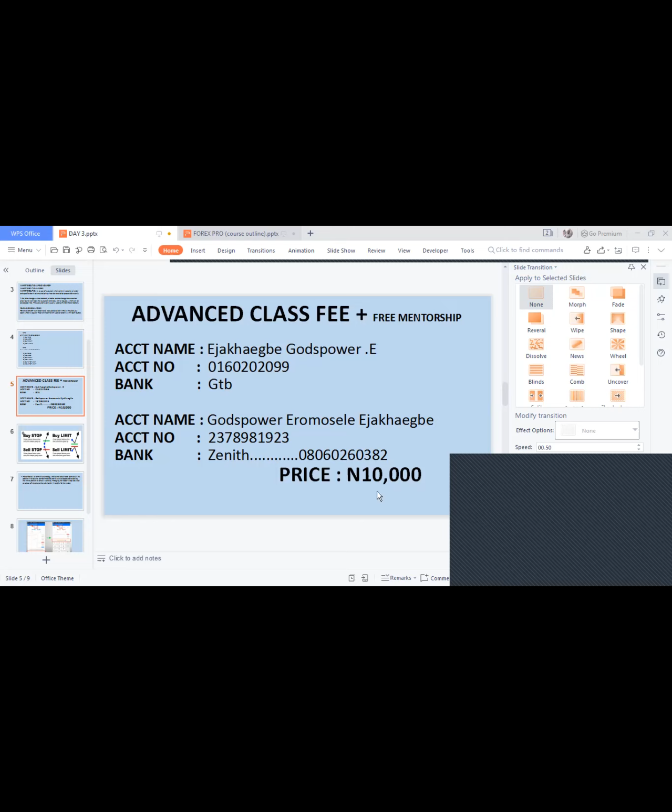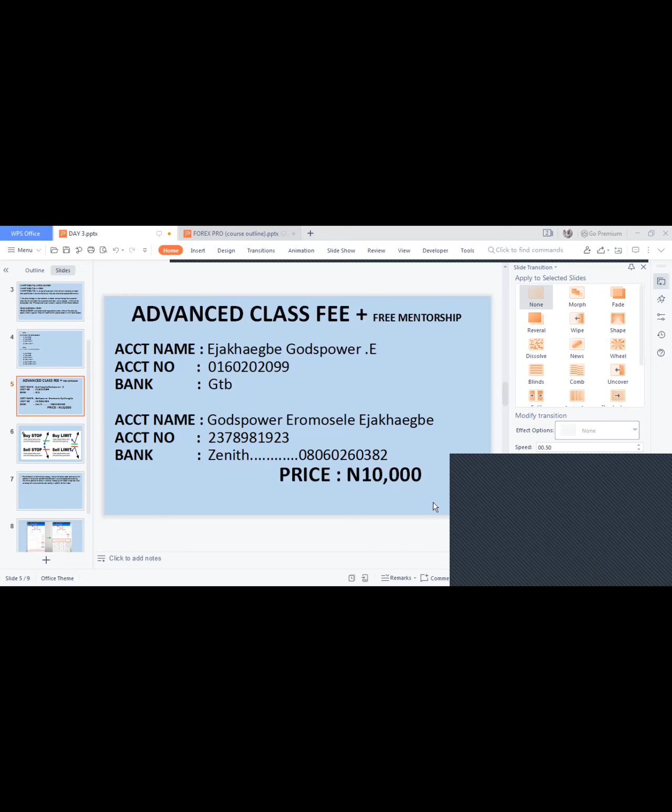What's the cost for that training? 10,000 naira. Somebody might be asking, what time are we going to be having that training? We'll be having that training at 9 p.m. And the cost again is 10,000 naira. That's the account details displayed on the screen.